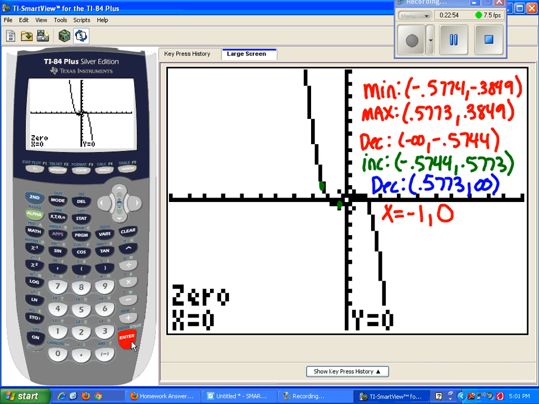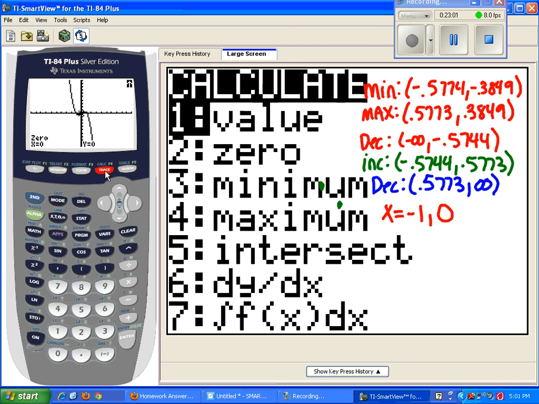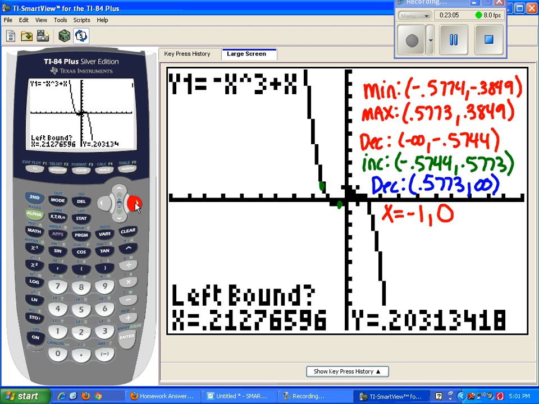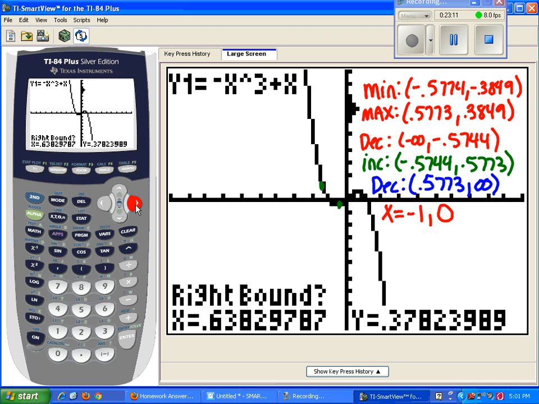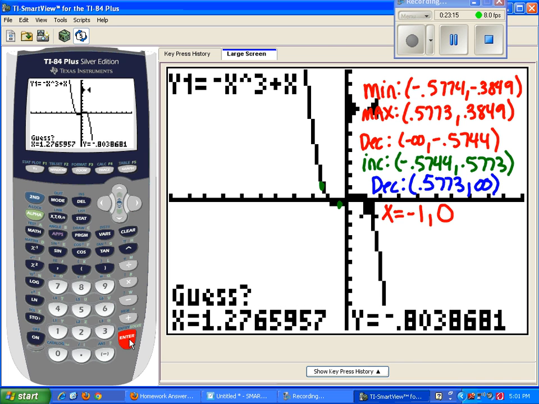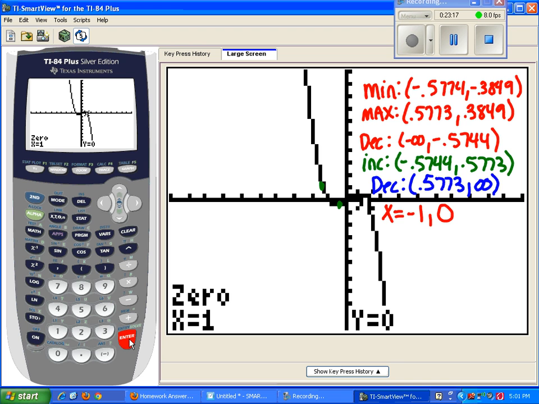So I have another x-intercept of 0, and then it looks like we have another one to the right of that. So second trace 0, which is number 2, and I'm going to scroll over. Something to the left of where that 0 is would be somewhere right there. Something to the right, the 0 would have to be below the x-axis. Enter, guess, enter. And we get an x value of 1.